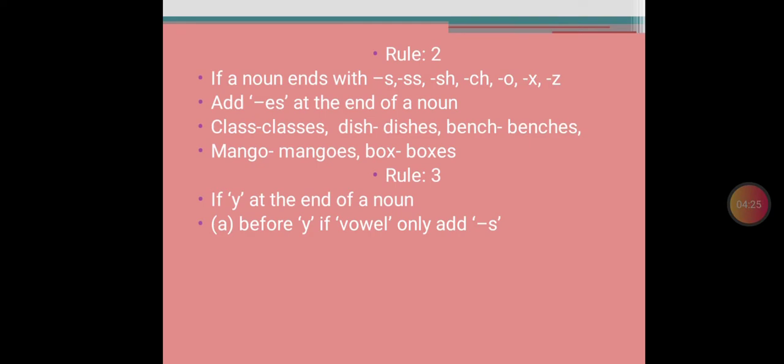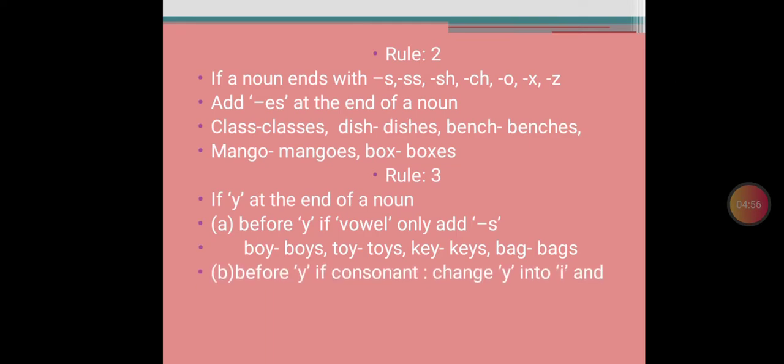So before y there is a vowel, then only s. Boy. Look, at the end y is there, but before y there is o, and o is a vowel. So the plural of boy is boys. Toy, toys. Key, keys. Before y, e is a vowel, that's why only s. Bag, bags. So this is one rule.